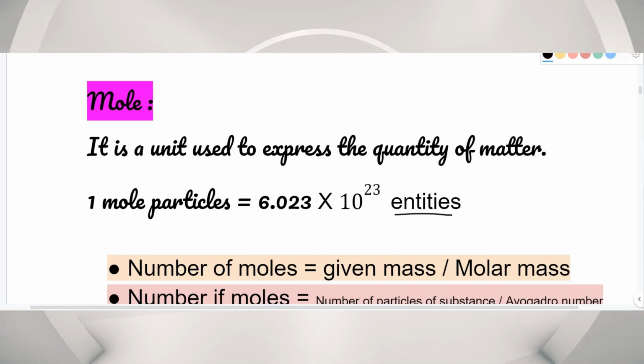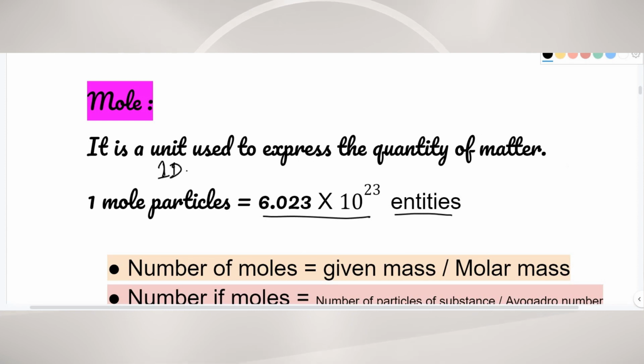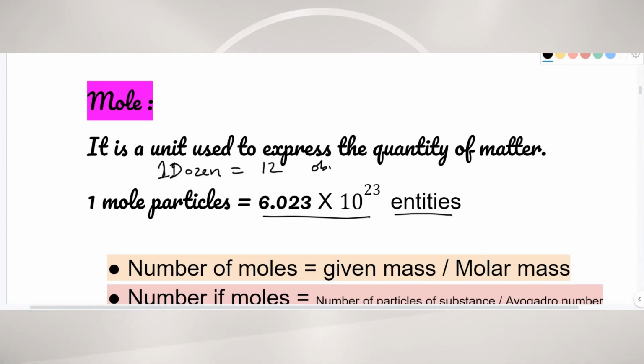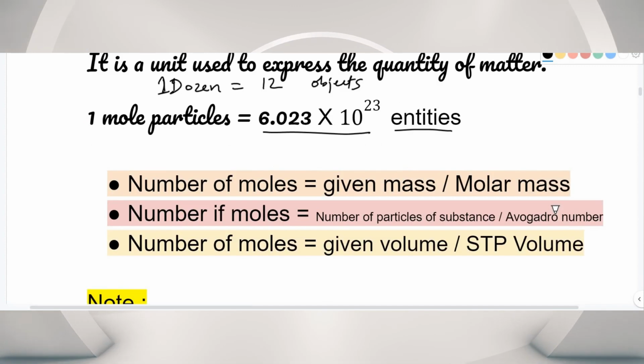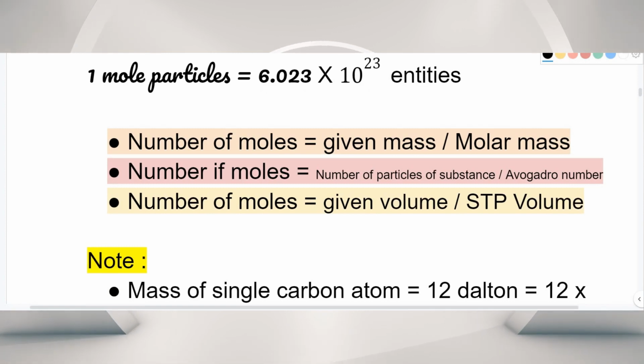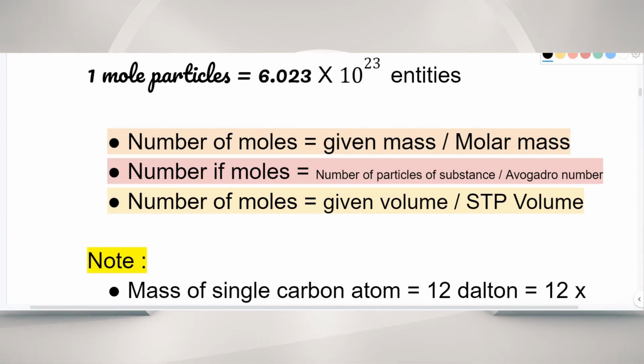So 1 mole is related to Avogadro number, very similar to, as I said earlier, 1 dozen. 1 dozen is the same as 12 entities, meaning 12 objects. Like that, 1 mole means 6.023 into 10 to the power 23 objects. So this topic that I'm discussing right now is about the mole concept. Everything on moles. The number of moles calculation will come a good number of times.